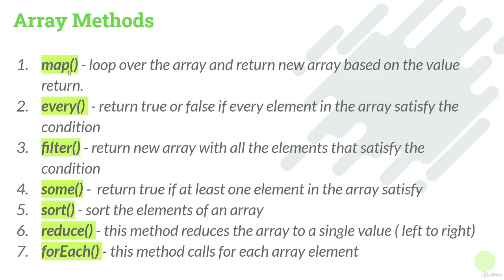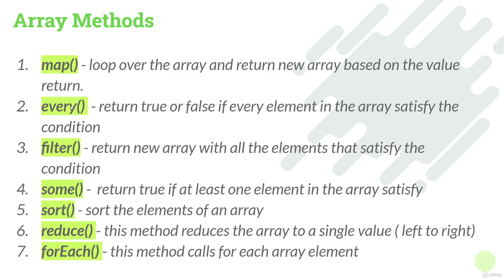So the first method is map. Map loops over the array and returns a new array based on the value returned. A real use case of map is when you have an array and you want to transform it into your own structure or in your own way, and it returns a new array. So always go with map.